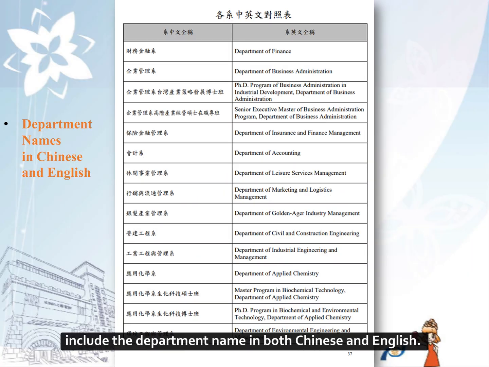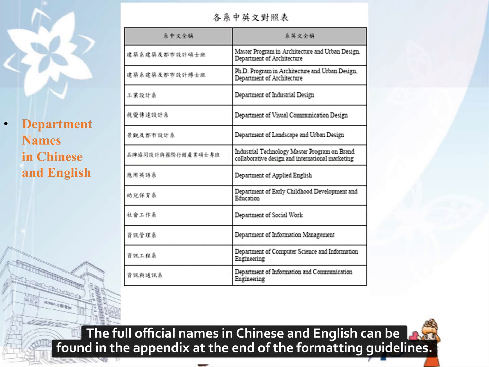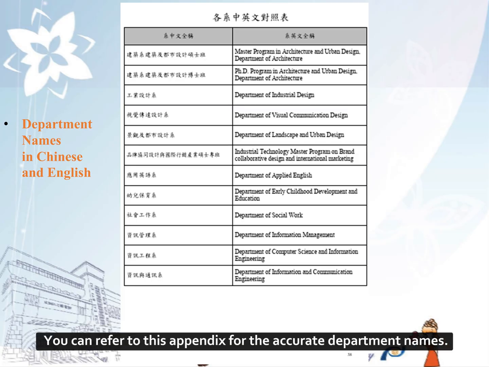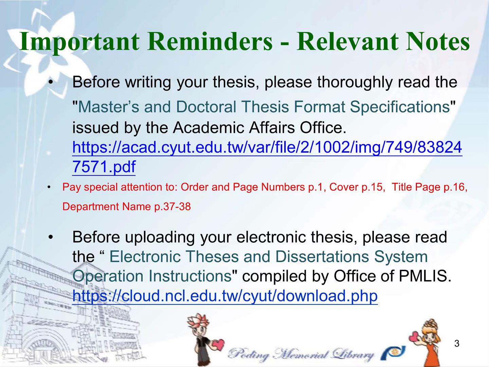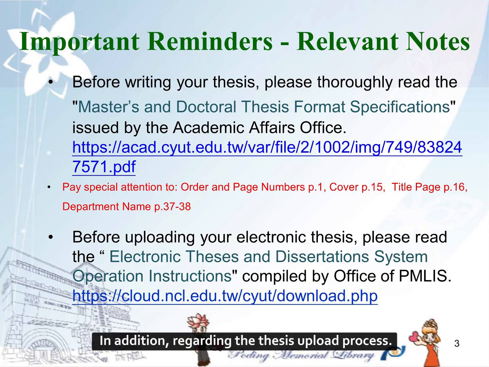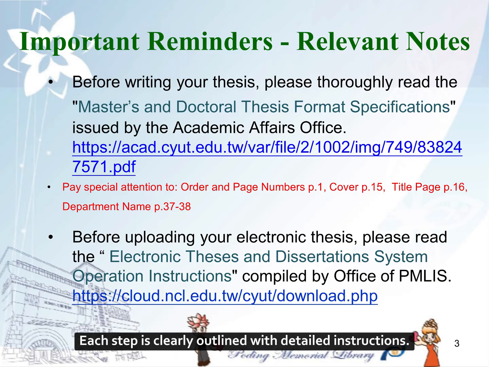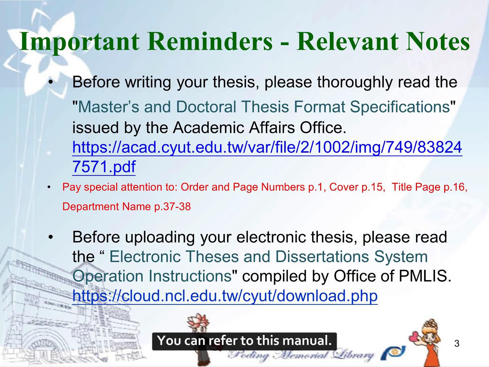Above that, include the department name in both Chinese and English. The full official names in Chinese and English can be found in the appendix at the end of the formatting guidelines. You can refer to this appendix for the accurate department names. So far, we've briefly reviewed the thesis formatting requirements. In addition, regarding the thesis upload process, the library has also prepared a step-by-step guide for uploading your thesis electronically. Each step is clearly outlined with detailed instructions. You can refer to this manual.